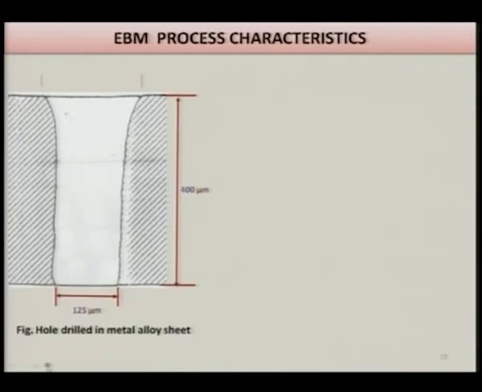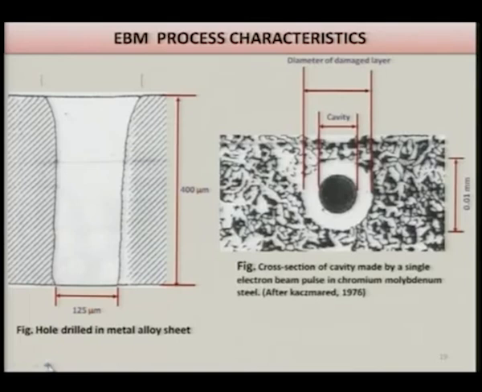So you are not getting a hole of the same size throughout. You can see here, this is the cavity of the hole, and this is the diameter of the damaged layer. As I have mentioned earlier, the recast layer is not shown here, but you can clearly see the heat affected zone, the zone which has been affected due to the high temperature gradient. So this is the area which has been affected by the very high temperature gradient.